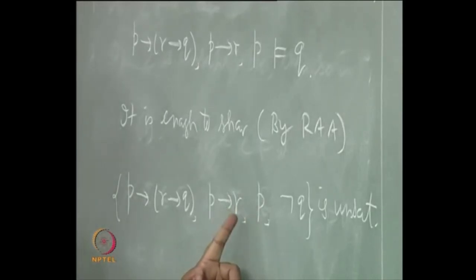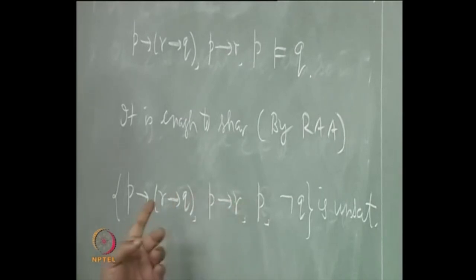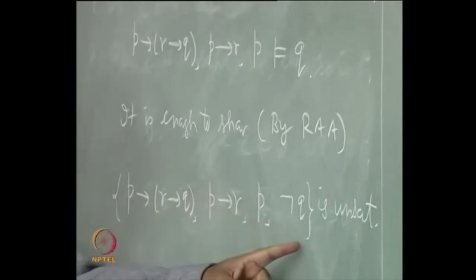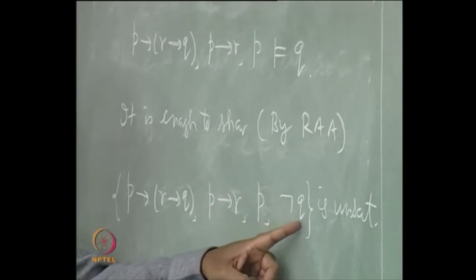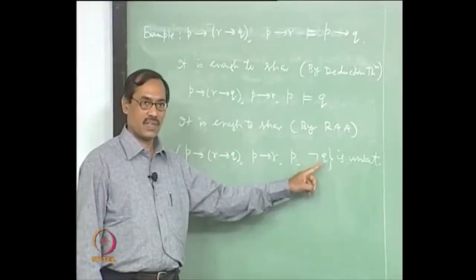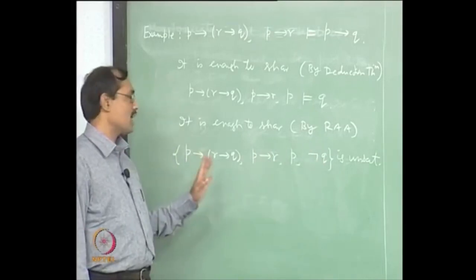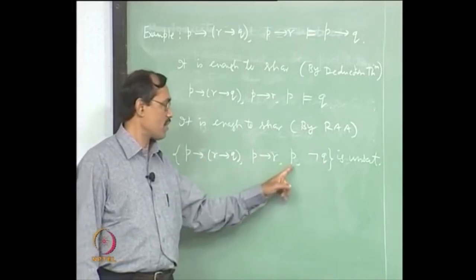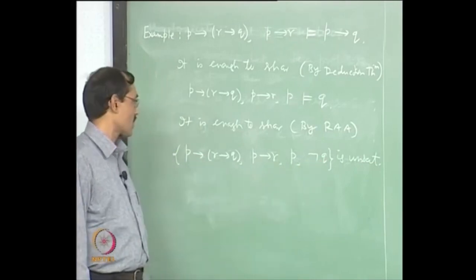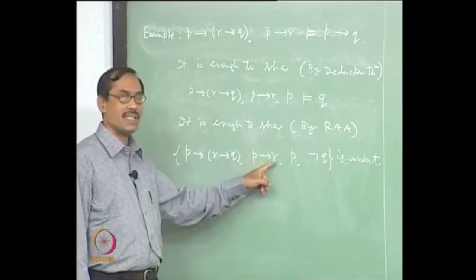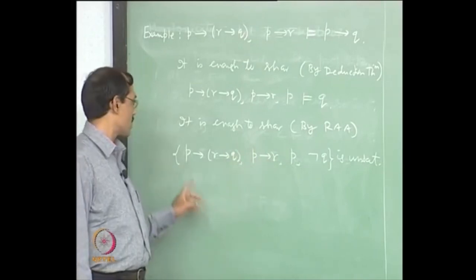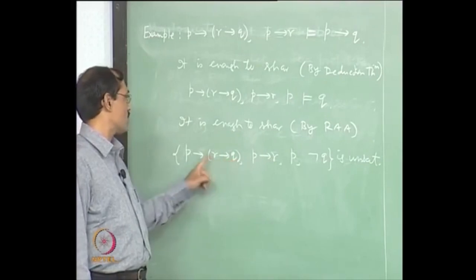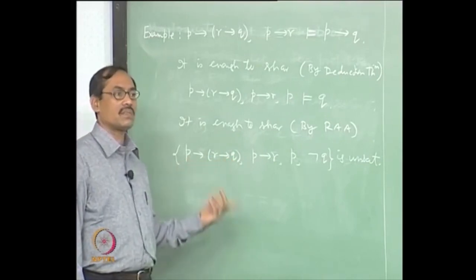Take any interpretation. In order that you are trying to make it satisfiable, you will be assigning P to 1, Q to 0, because not Q is 1, and then argue. Okay, P is 1, Q is 0. So, since P is 1, P implies R has to be 1, so R has to be 1. So now R is 1, Q is 0, P is 1, this is 0, it is unsatisfiable.